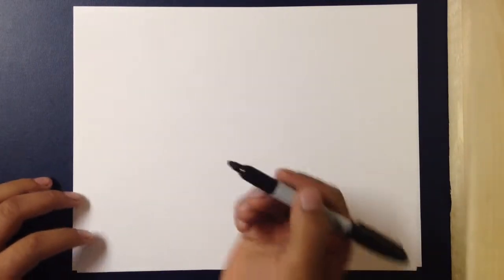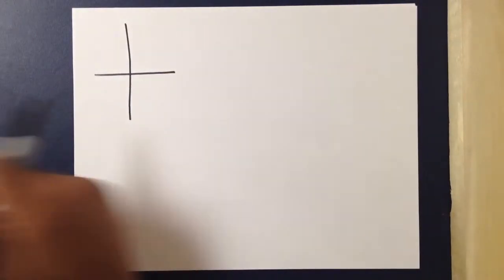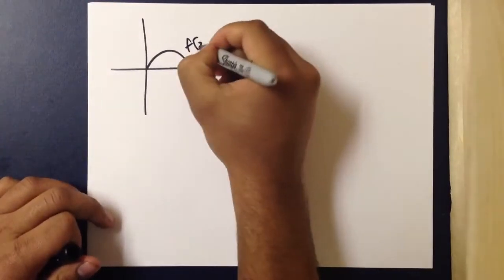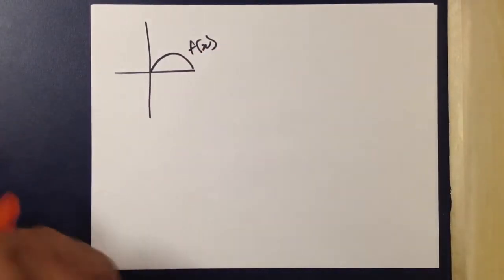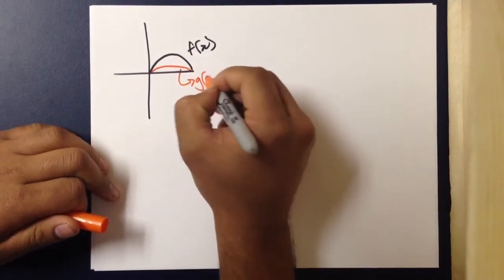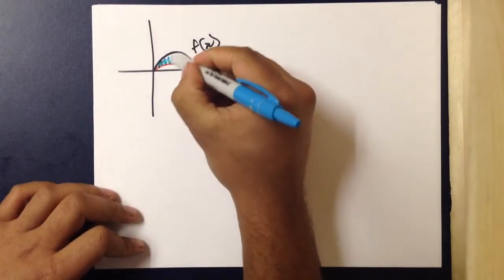Today we're going to talk about another application of integrals. So let's say you have two curves, and instead of finding the area between one curve and the x-axis, you want to find the area between the two curves. So for example, f of x and g of x. And what you want to find is this area.